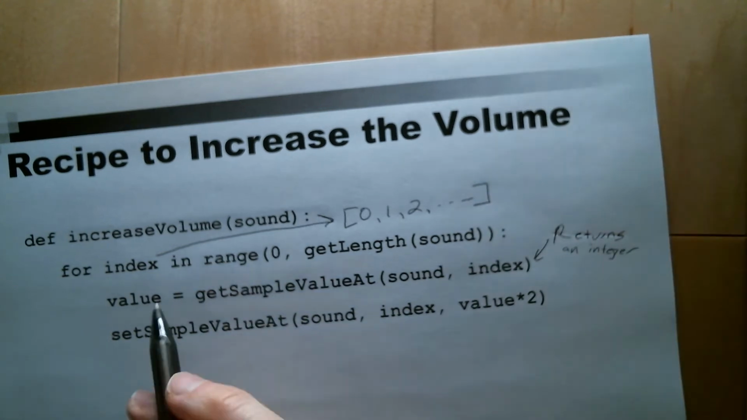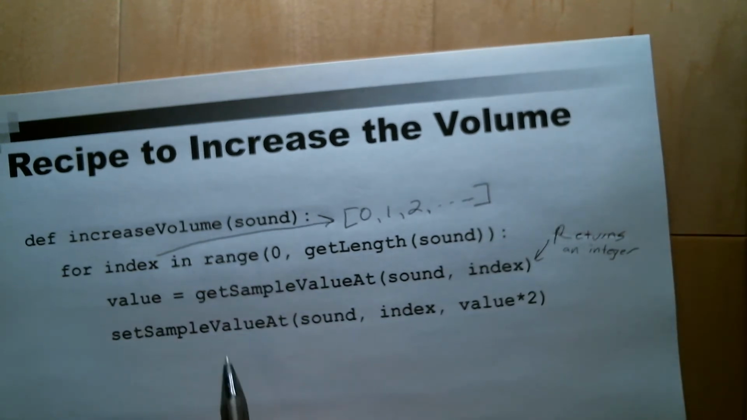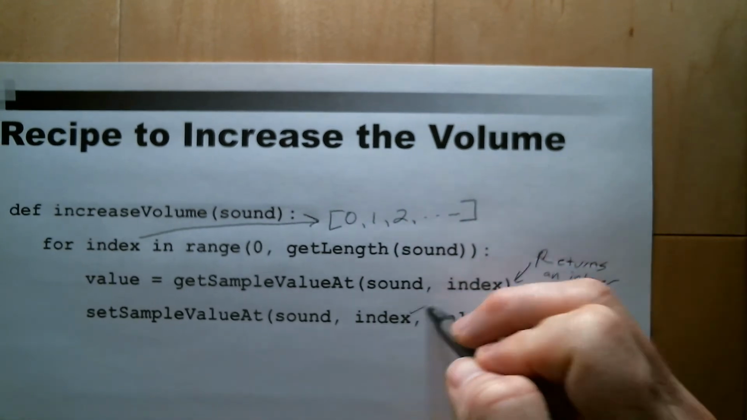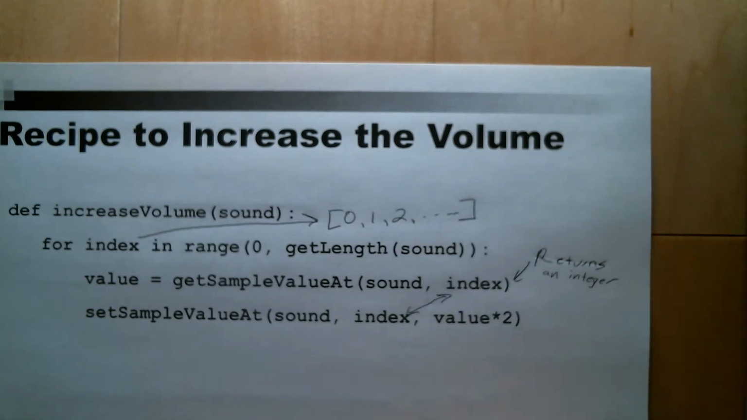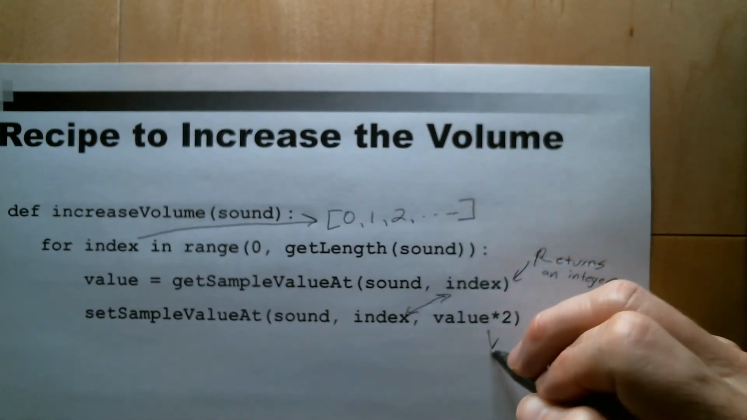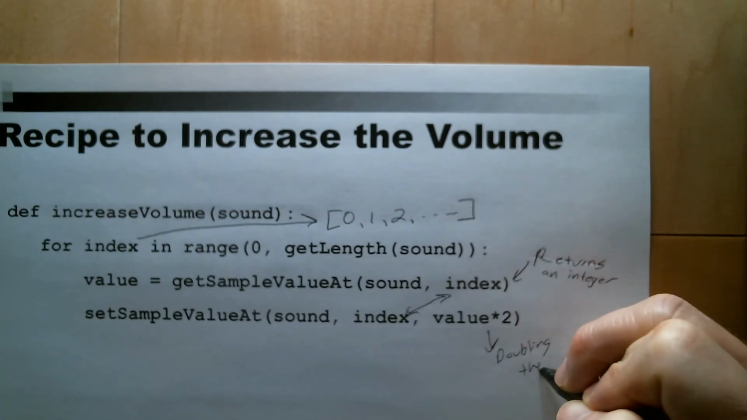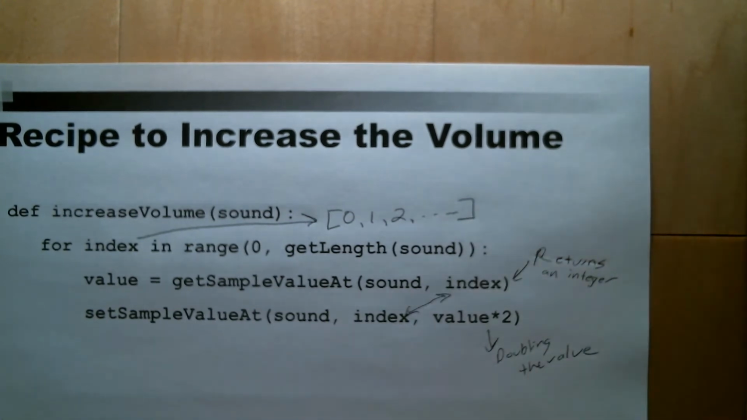All right, and saves that integer inside of value. And then we're setting the sample value at, so we're using that same index. These are the same index, only we are doubling the value. So this would go through and just double every value inside of that string of numbers or array of numbers and make the sound appear or perceived louder.